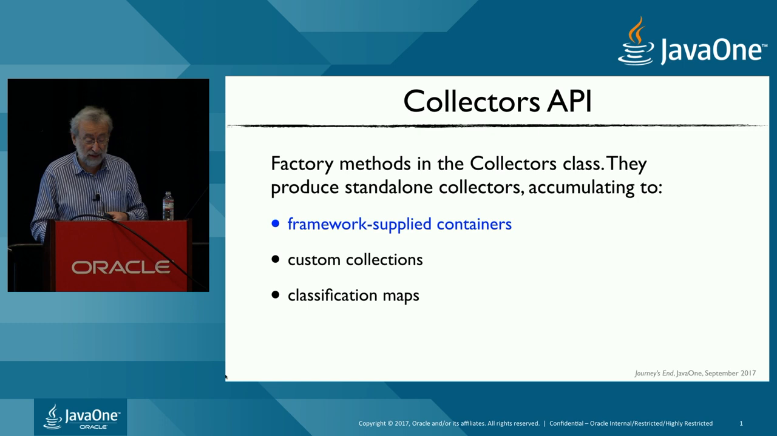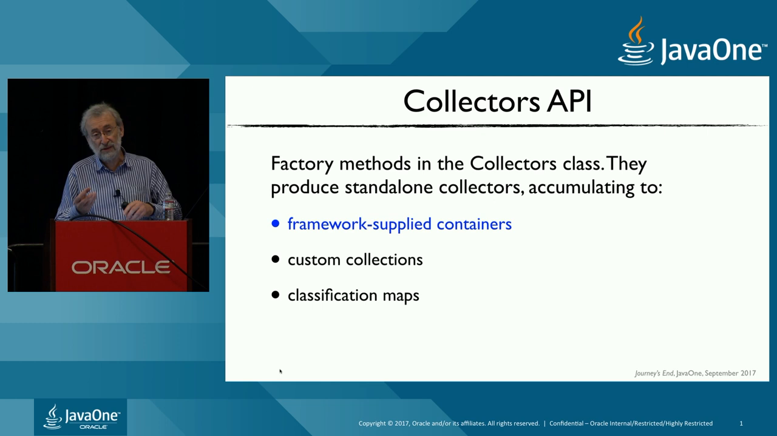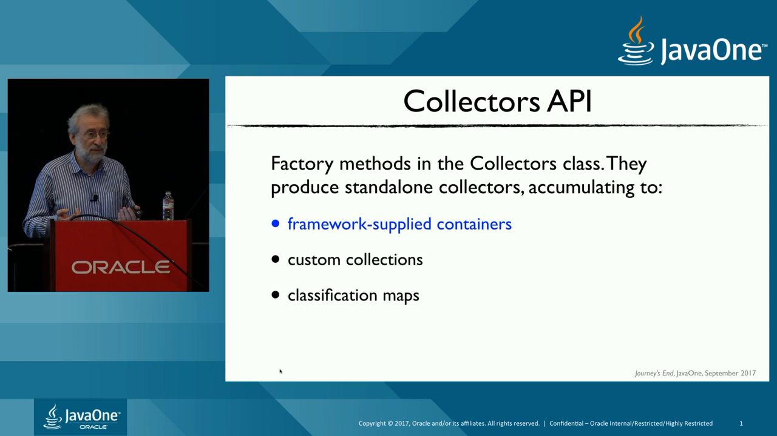So the collectors API provides these factory methods in the Collectors class. They produce standalone collectors, and I'm going to say that not all the collectors are standalone. Some of them are only for use as downstream collectors, and I'll explain that in a little while. But in the first place, let's look at the standalone collectors, because they're easier to understand.